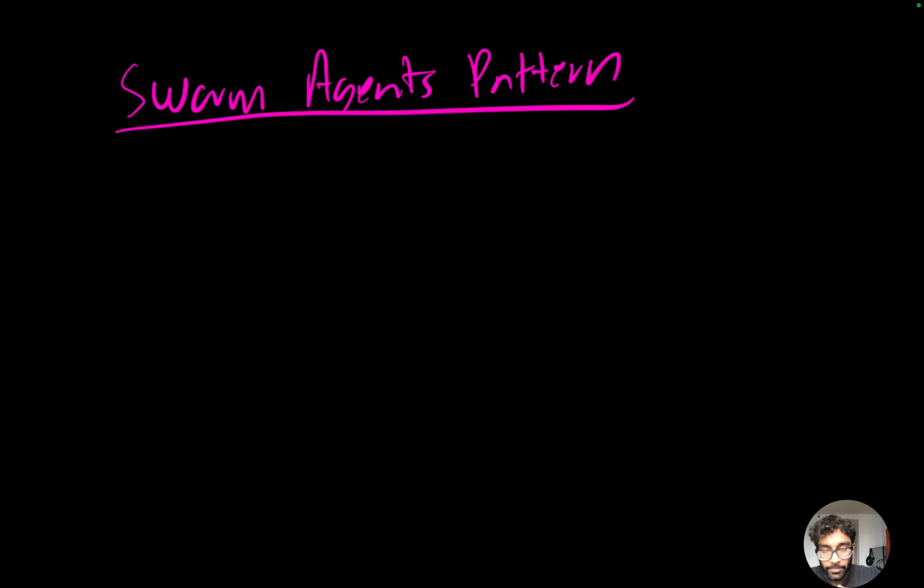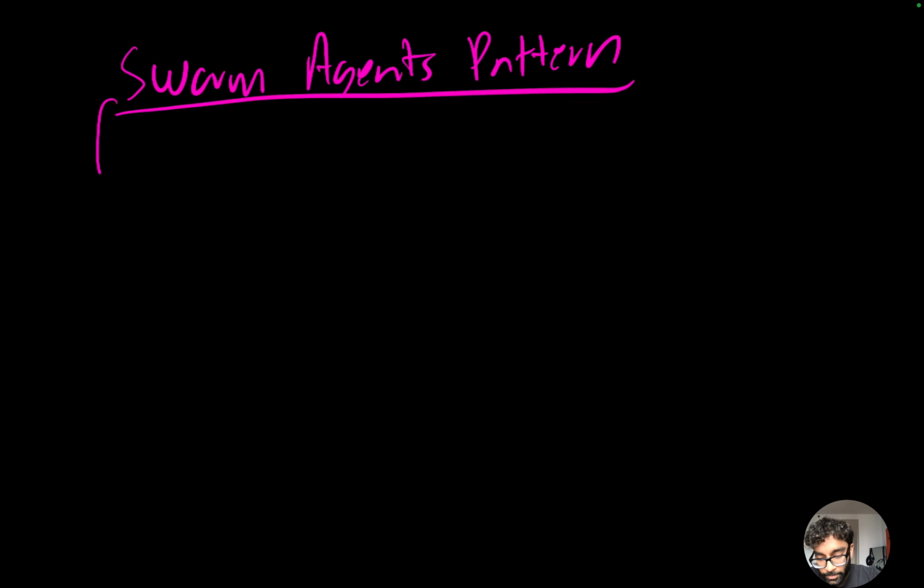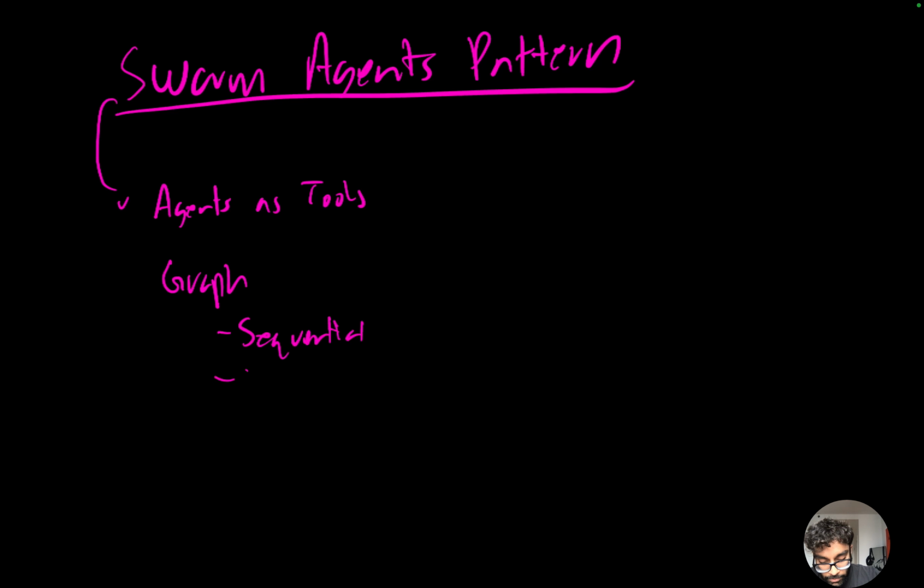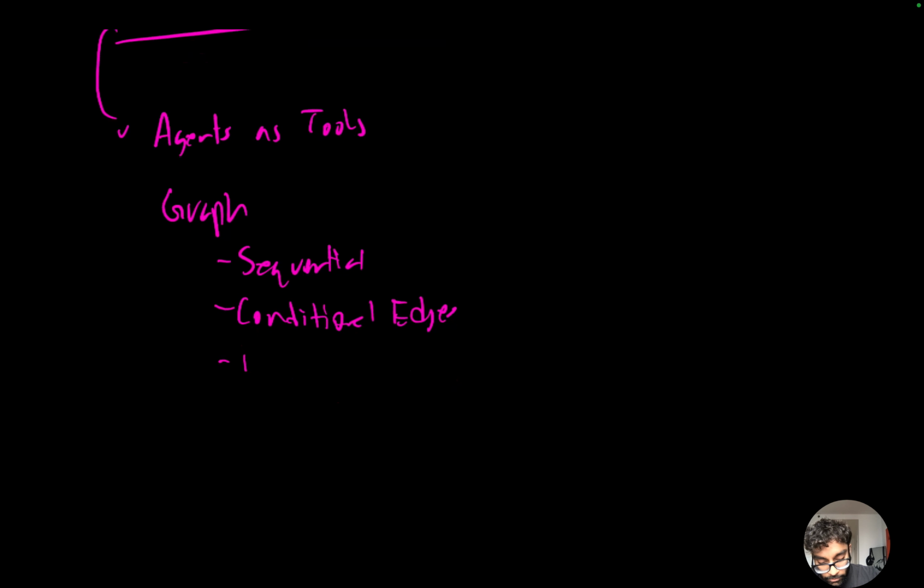Just as a bit of a recap, and I recommend looking at the previous multi-agent architecture video to understand everything that's available and the different general multi-agent patterns that are out there. As a recap, we talked about different architectures such as agents as tools. We talked about graph-based topologies such as sequential, how you can maybe introduce conditional edges, and then how you can maybe even have some sort of parallelism within your workflows.